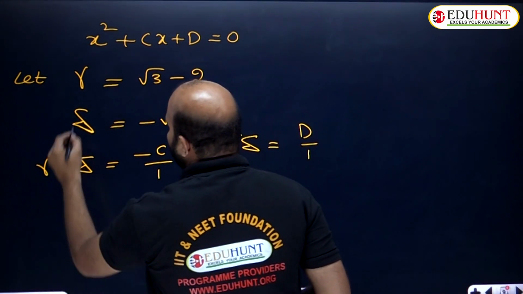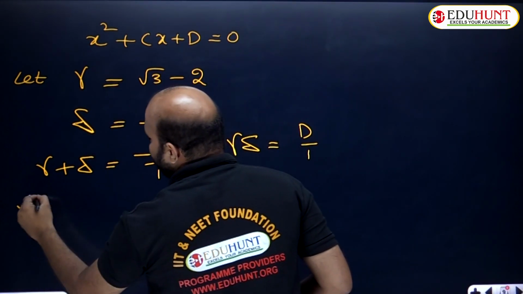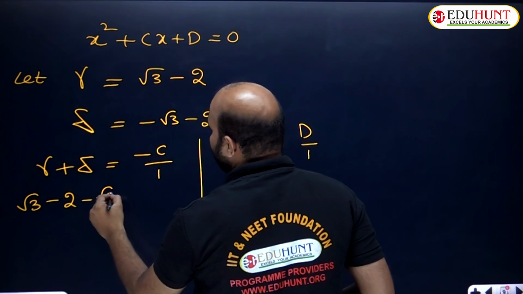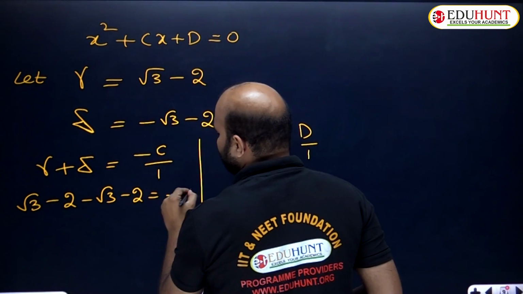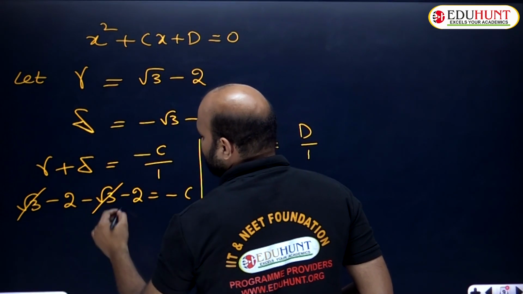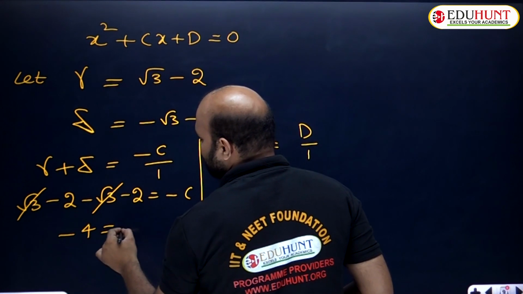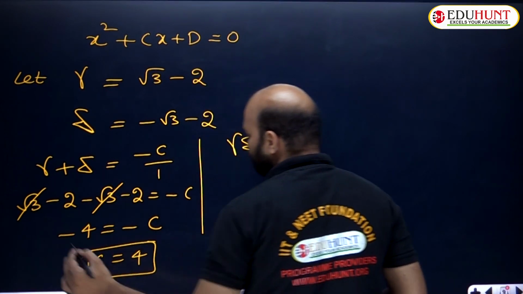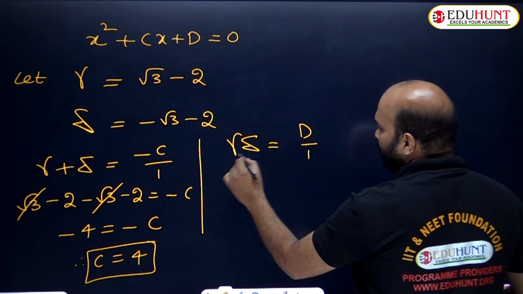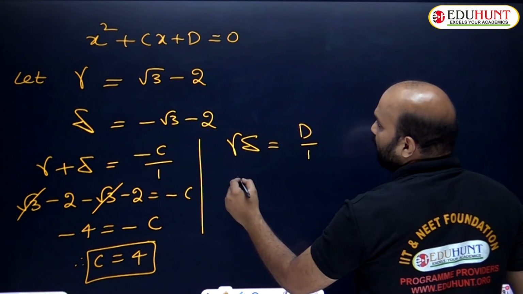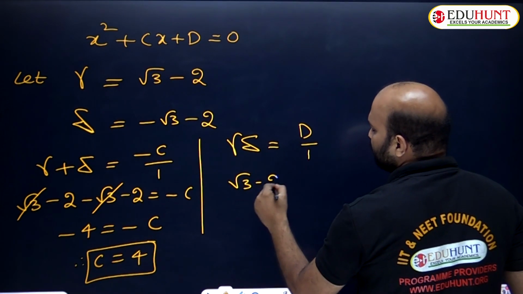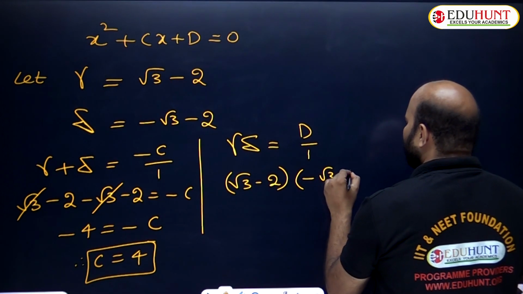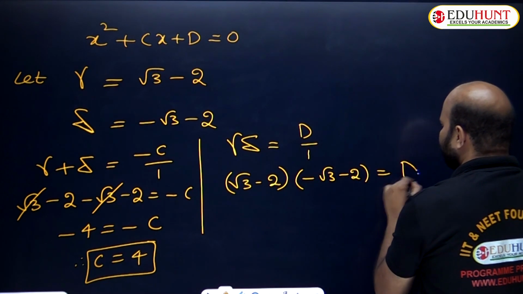So you will get gamma value root 3 minus 2, delta value minus root 3 minus 2, equal to minus c. So plus root 3 minus root 3 cancel, minus 2 minus 2 is minus 4, equal to minus c. Therefore c equals 4. C value 4. In the second part, the product of the roots equals d. So gamma value root 3 minus 2 into delta value minus root 3 minus 2 equals d.